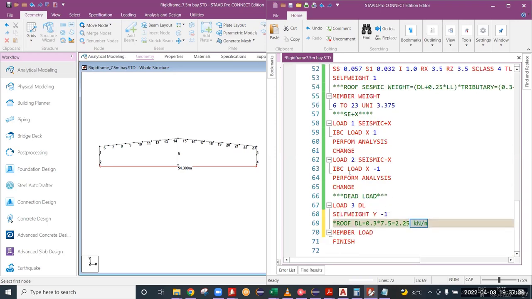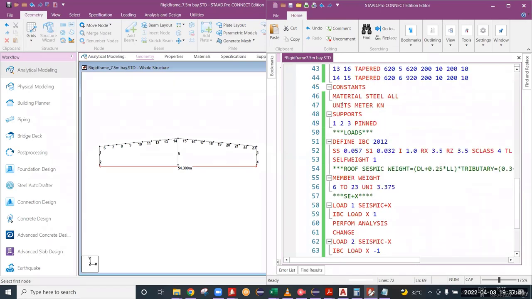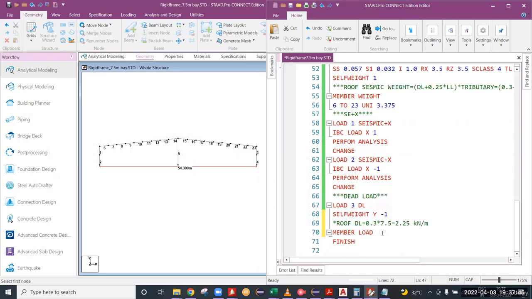So where are the units? Meters and kilonewtons, right? Make sure of this while applying the loads. So member load: from which member to which member do you have to apply? This portion to this portion, completely these rafters, right? So 6 to 23. What is the load here? Uniform load, UDL.